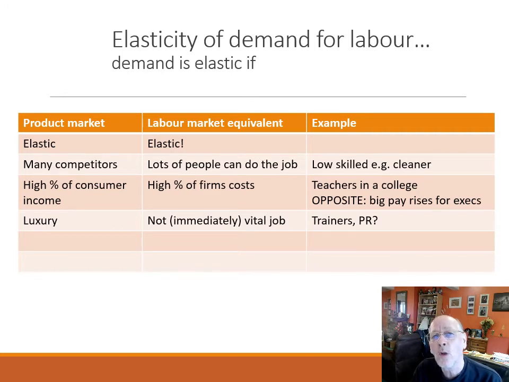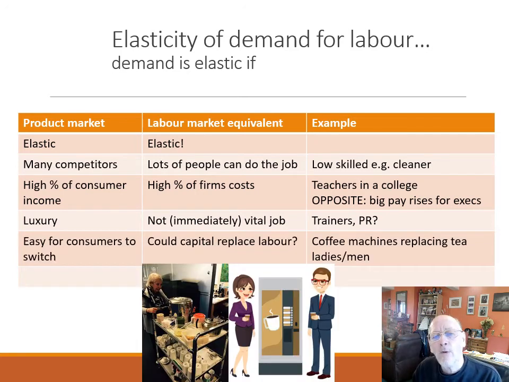For example, the trainers or the PR staff. They don't result in an immediate benefit to the organisation. So frequently, you'll see these are the first people to lose their jobs in a cutback. So trainers, PR, elastic. Security staff or electricians, very, very inelastic.